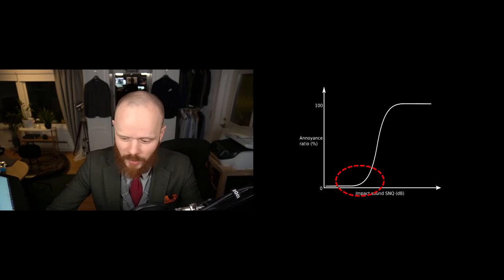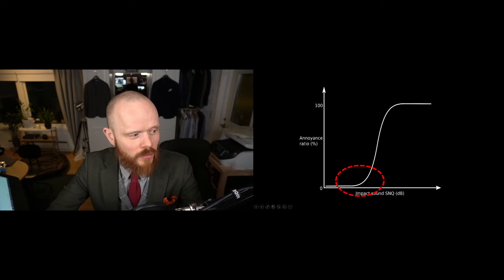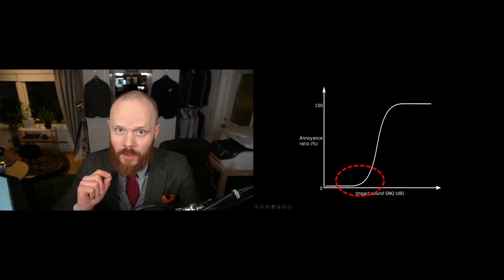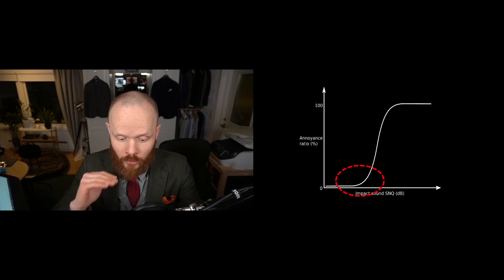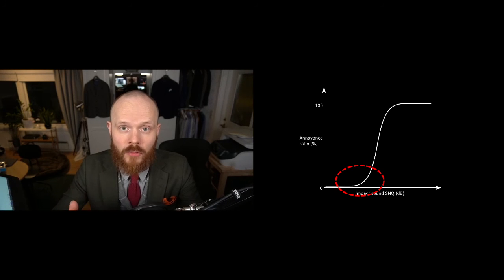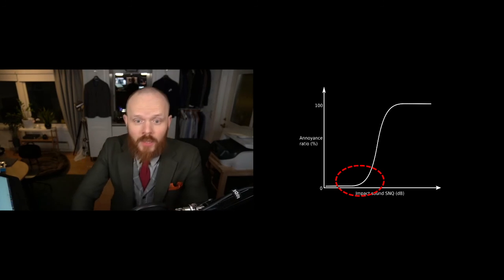So that's where we have to look. We look at this little red area of the curve and try to detect that annoyance threshold, and then we put our limit there. Yep, that's how we do it.